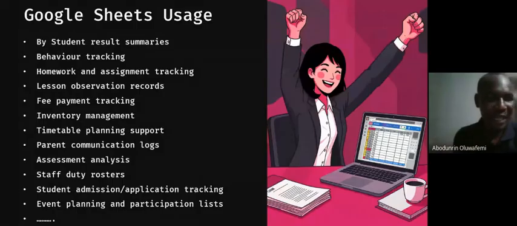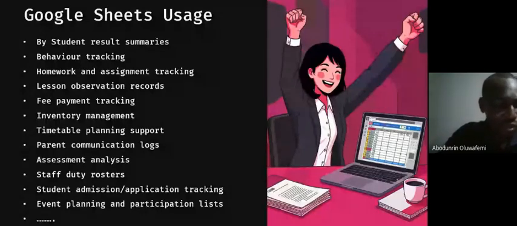What can we use Google Sheets and Excel for? Spreadsheets generally can be used for so many things. You can use them for student result summaries, behavior tracking, homework and assignment tracking, and lesson observation records. You can use them for fee payment tracking, inventory management, timetable planning, parents communication logs, assessment analysis, staff duty rota, student admission application tracking, and so many things.